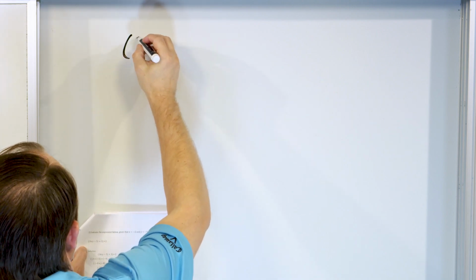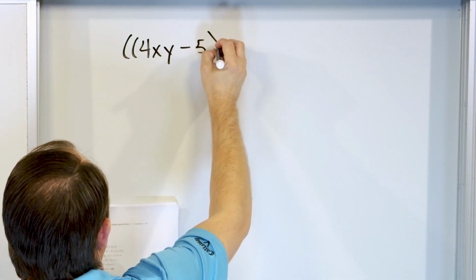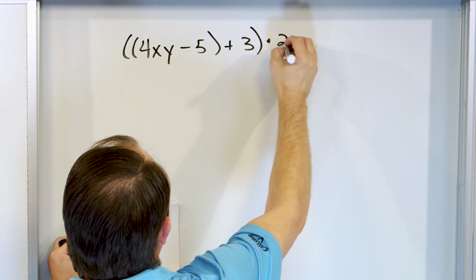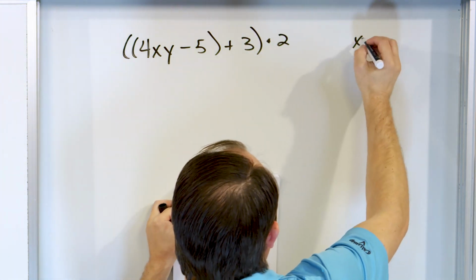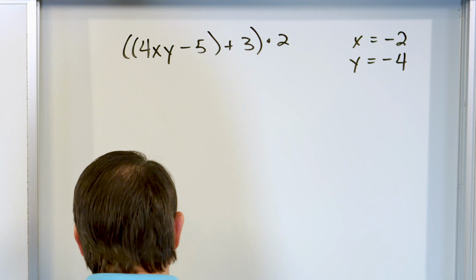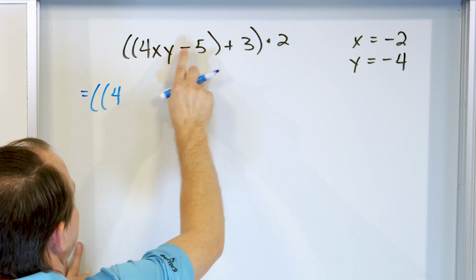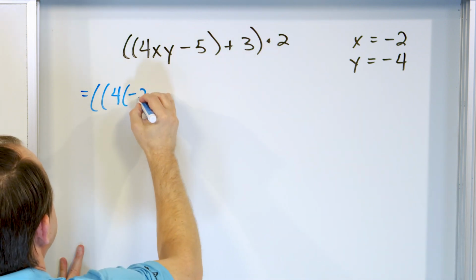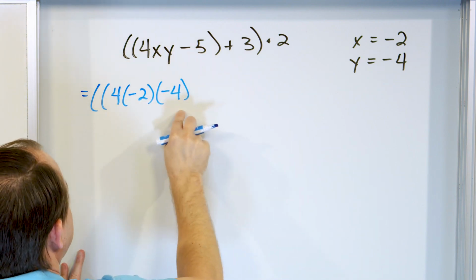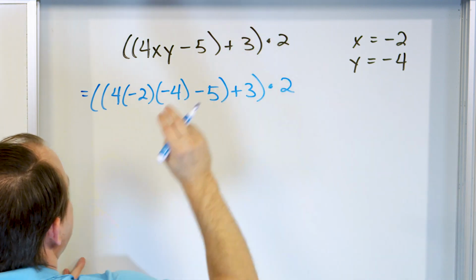Let's take a look at 4 times x times y minus 5 plus 3, and then on the outside of this, multiply that by 2. And so what do we have? We have x is equal to negative 2, y is equal to negative 4. All right, let's put them in their proper locations. What we have here is a 4 times x, but x is negative 2, so we're going to put it in parentheses. The y is also negative, so we're going to put it in parentheses, so this is all multiplied together. Minus 5 comes along for the ride, plus 3, close the parentheses. Everything else we just copy.